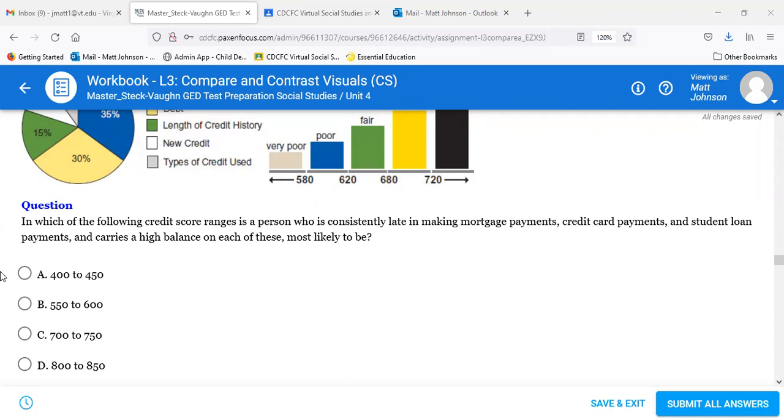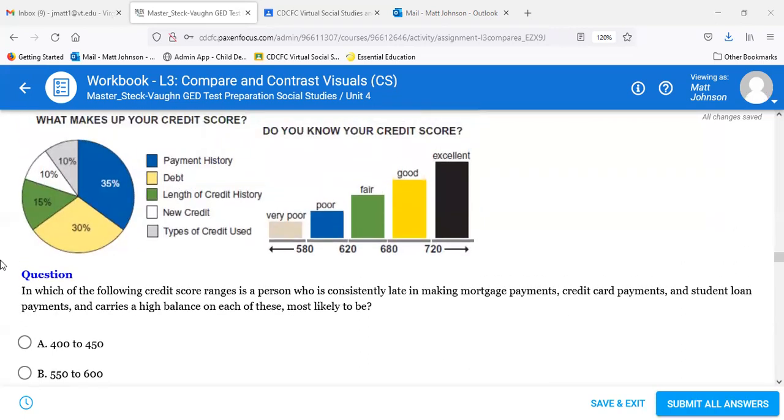So a little help there. The lower the credit score, the worse your credit is, right? The lower credit card. How do we know this? Because I don't see the number. So it's A, right? So 400 to 450. They show you on the graph that range. So 580, anything below 580 is a very poor score. So that graph could continue on down into the 400s, and it can go up above 720.